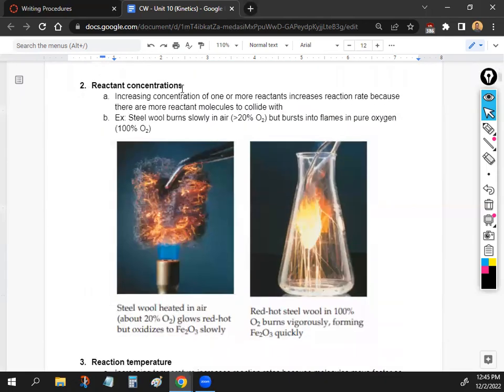All right, second is the reactant concentration. Okay, and this should be pretty self-explanatory. The more reactants you have, the faster the reaction will go. Okay. So I actually ran out of steel wool last year. I usually do this, but I don't have any. But if you have steel wool and you just have it out here, it's not gonna burn, right? But if you put steel wool into a container that has 100% oxygen, it will spontaneously combust and react with the oxygen. Okay, so the more oxygen you have, the faster the reaction will go. Okay. So higher concentration, faster reaction rate.